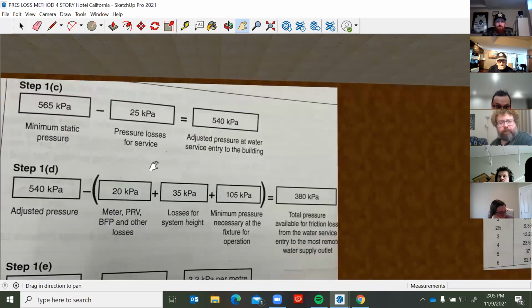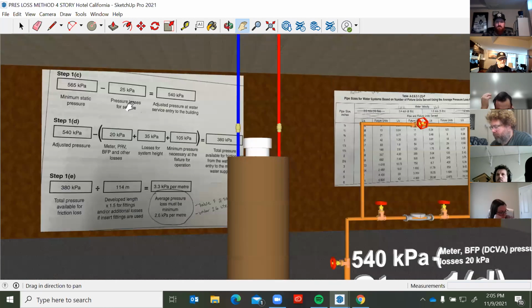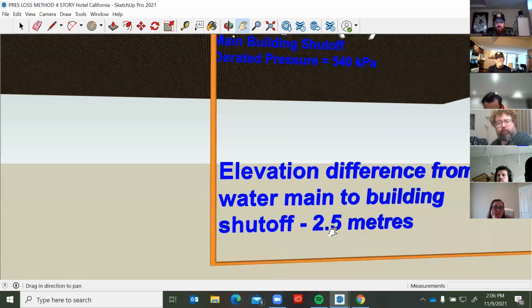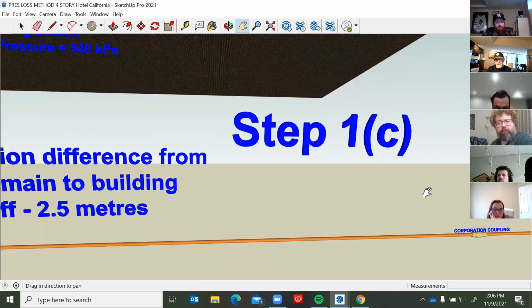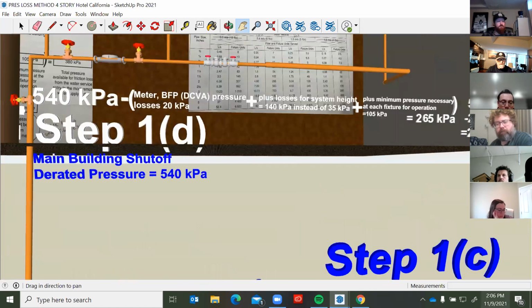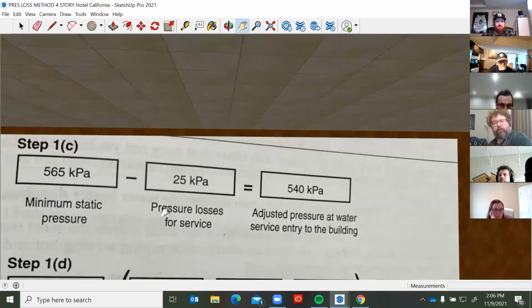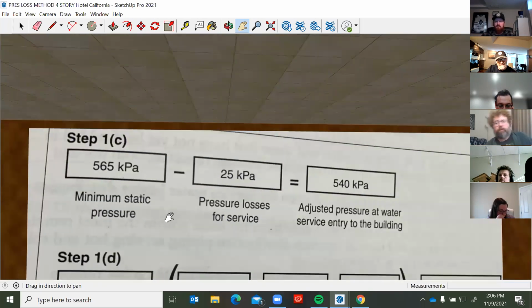As the water line goes up to the building distribution, 2.5 meters is a pressure loss of 25 kPa, isn't it? 2.5 times 10 kPa for every meter. You lose 10 kPa for every meter, so 2.5 meters would be 25 kPa. That's what we did here. Our elevation difference from the water main to the building shutoff is 2.5 meters. So instead of the 565 that we had, it will now be minus 25. It'll be 540. That's what this means right here. Does everyone get that? We're just adjusting for the pressure loss. 540. And I'm using the same numbers as in your code book. I'm going to change it a bit because they use a different building.